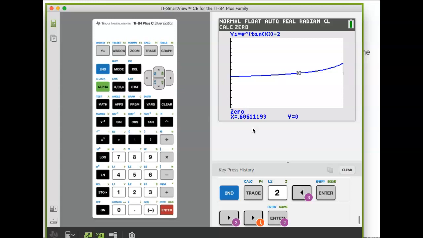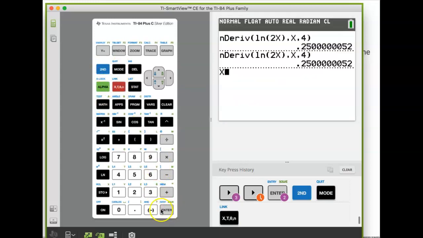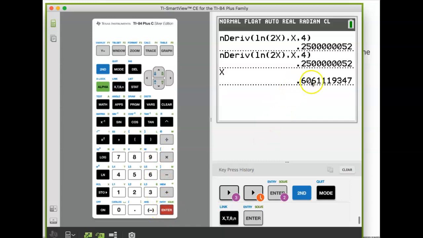One nice thing about your calculator is that when you use this menu and you calculate a 0, it's now automatically stored this whole number as X. So if I went out to the main window and just clicked X, enter, there you go. It's where that x-intercept was. It's 0.606111937, right? So you can just use X in your calculation.